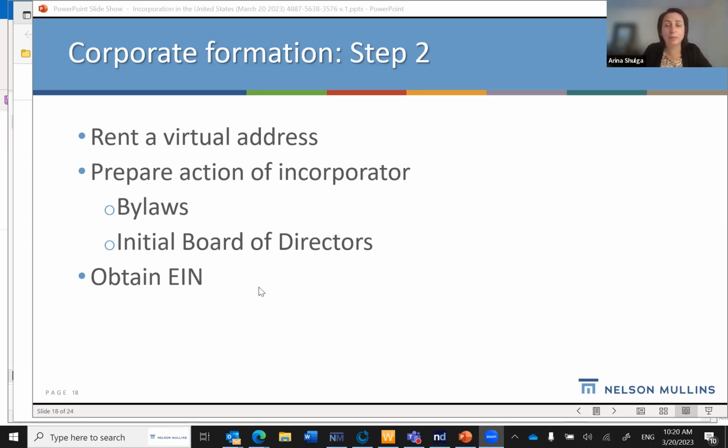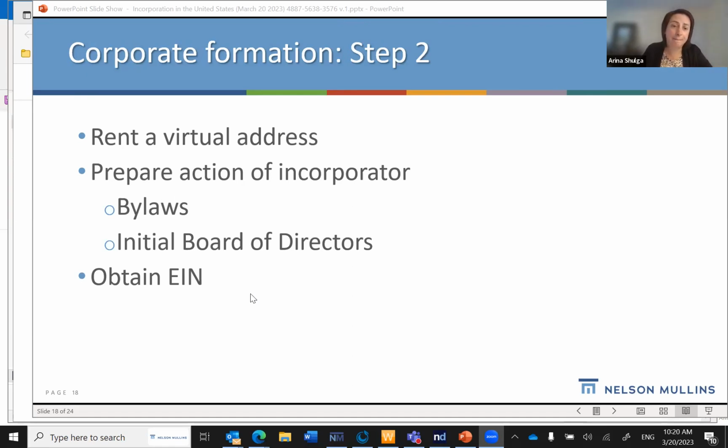And companies need to obtain an EIN. EIN is a number that you obtain from the Internal Revenue Service, and you need to have it in order to open a bank account. You just need an EIN in order to operate.